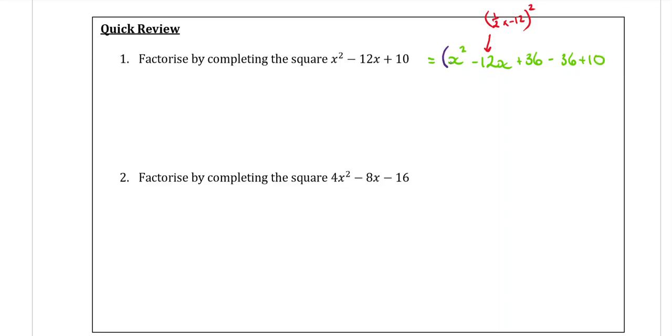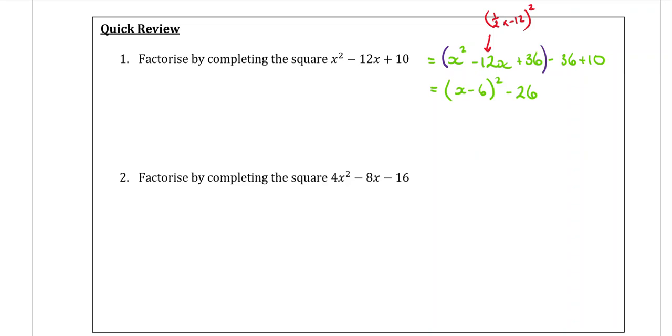The first three terms that I have created here are going to make a perfect square. To factorise it, you halve the minus 12, which is minus 6, and it'll be x minus 6 in brackets squared. The minus 36 plus 10 makes a negative 26 that goes on the end.